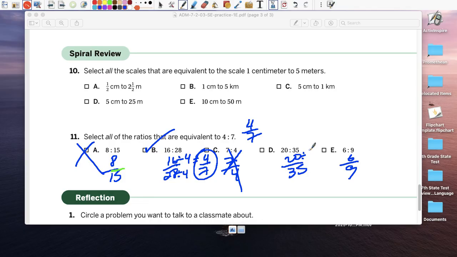D, let's simplify that. Divide by 5 and divide by 5. 20 divided by 5 is 4. 35 divided by 5 is 7. Look at that. 4 over 7 and 4 over 7. So this one's a yes. Last one, 6 over 9, divide by 3 at the top and the bottom by 3. 6 divided by 3 is 2. 9 divided by 3 is 3. Is 2/3 and 4/7 the same? It is not. So only B and D were equal to 4 over 7. Okay. That's really it.